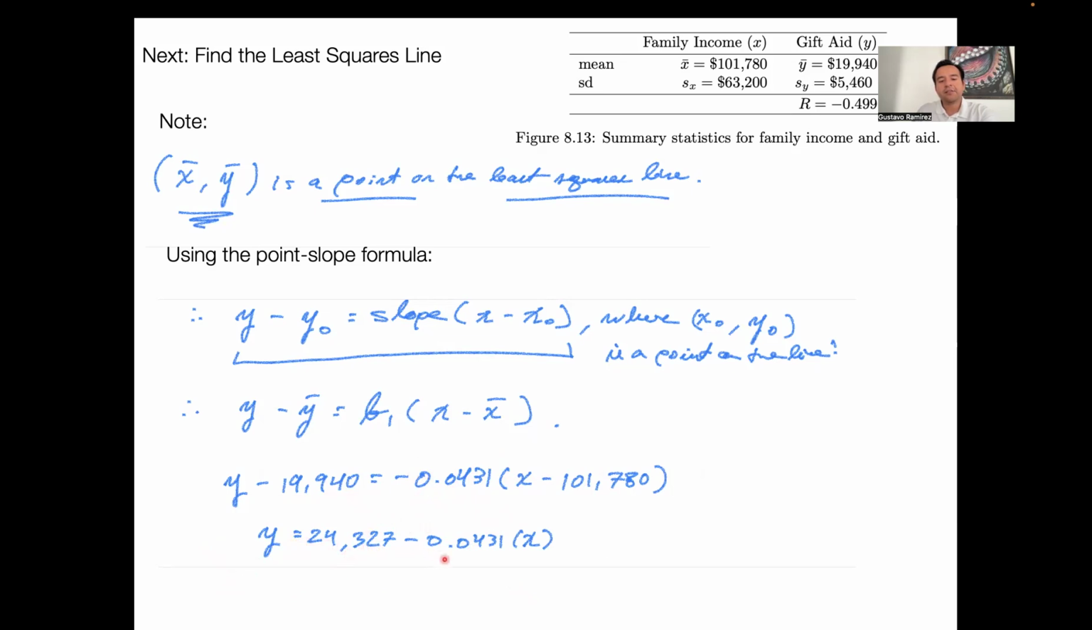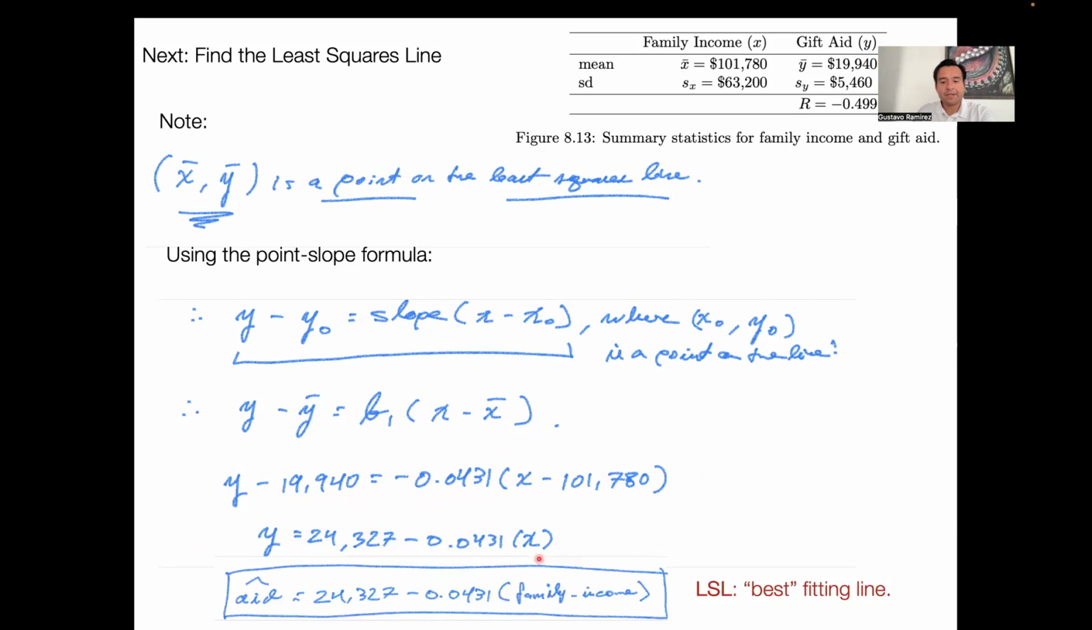y is equal to 24,327 minus 0.0431 times x. Okay, and that would be our model based on the least squares line. Okay, so again, this is our best fitting line, our least squares line based model.